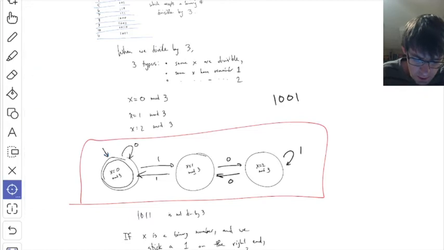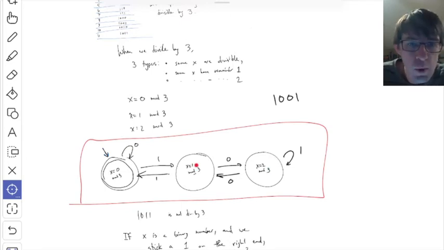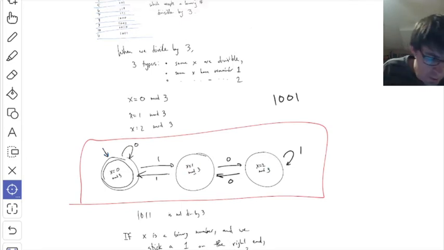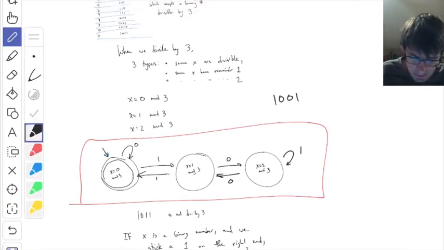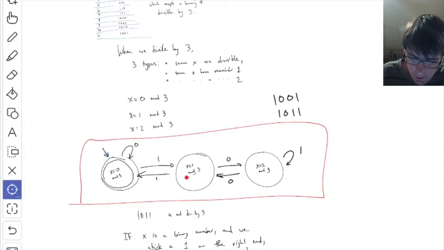You start here, right? And I go 1001. I'm back here, which is accepted, right? I hope my audio is in sync so you can see my dancing dot. 1001 is accepted. All right, versus something like 1011. That's 11. It should be rejected because 11 is not divisible by 3. And if I start here, I go 1011, and that's rejected. So it is doing the right thing.